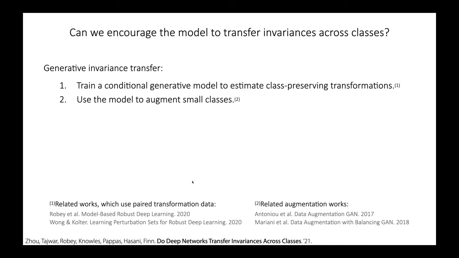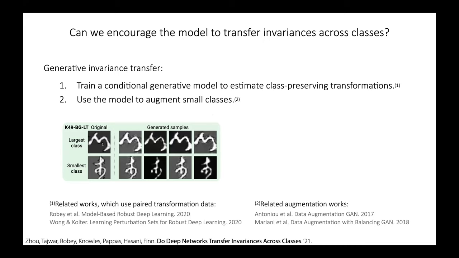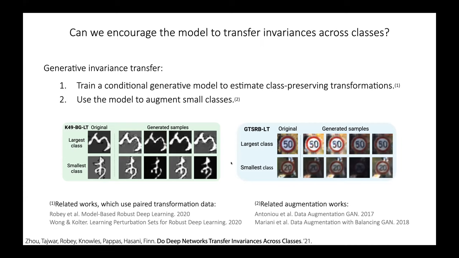If you look at some examples of what this conditional generative model looks like, here are some examples on the background data set, where for the largest class, here are some generated samples that are augmenting this example. And we also see that it does a reasonable job at augmenting even the smallest class as well. This means that even though it was trained on an imbalanced data set, this generative model is actually pretty good at generalizing across these classes. We also look at another example. This is from the German traffic signs benchmark. And we also see that it's able to produce reasonable generations of variations on both the largest class and the smallest class.